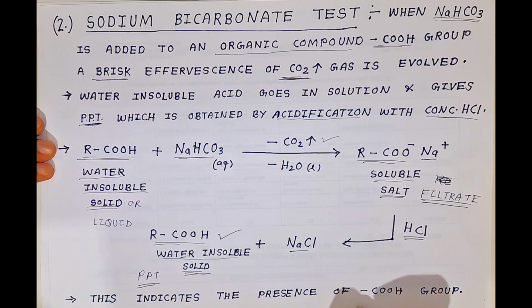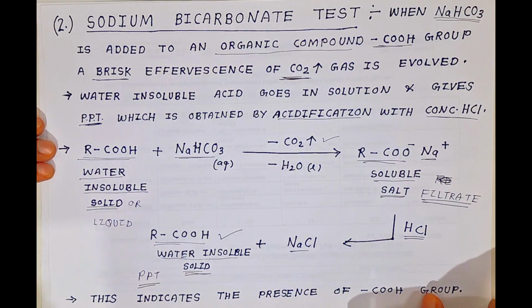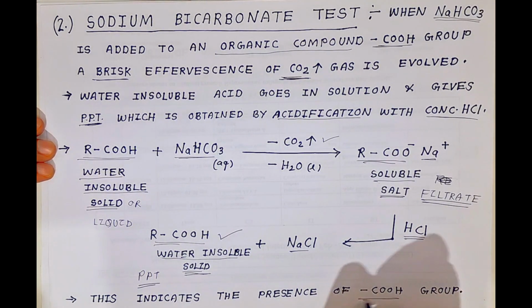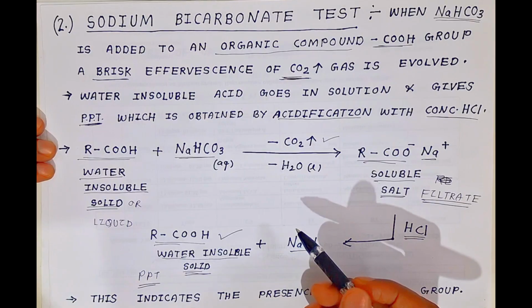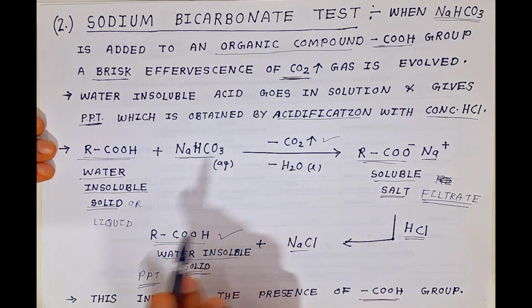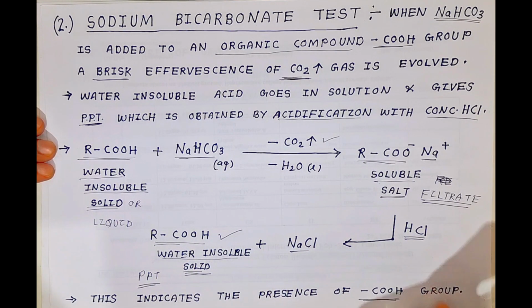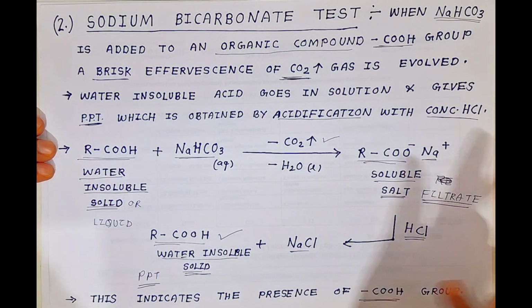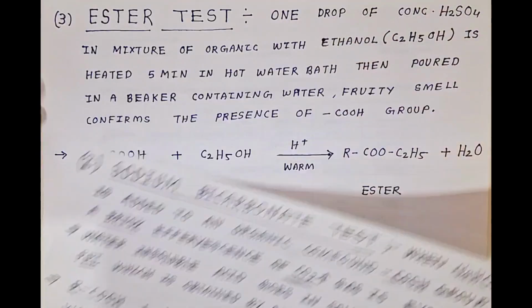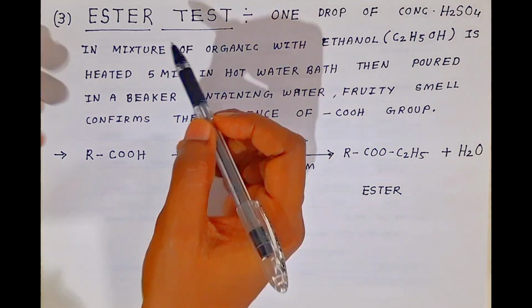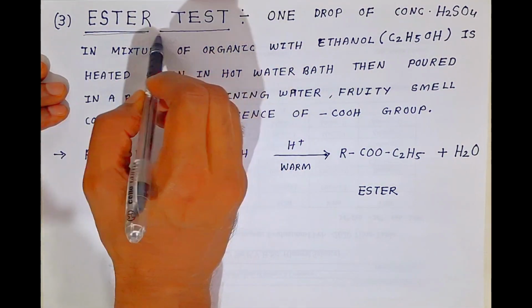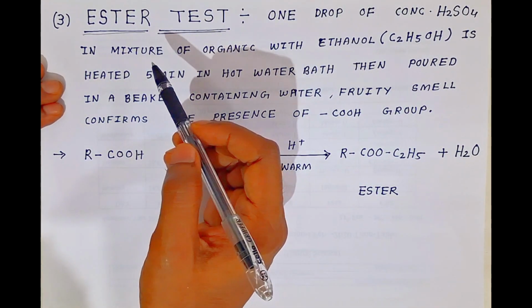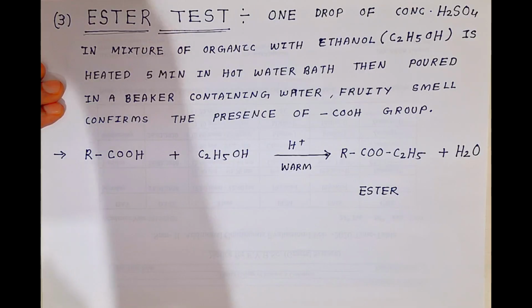This indicates the presence of the COOH group. Okay students, so there is the presence of a carboxylic acid. Which carboxylic acid it is, we cannot find, but this way you can mostly separate carboxylic acids. All the carboxylic acids you can separate with the help of this sodium bicarbonate test. Very important test, students. Third, students, you can identify with the help of the ester test. Okay students, you can find out whether the compound is a carboxylic acid or not.